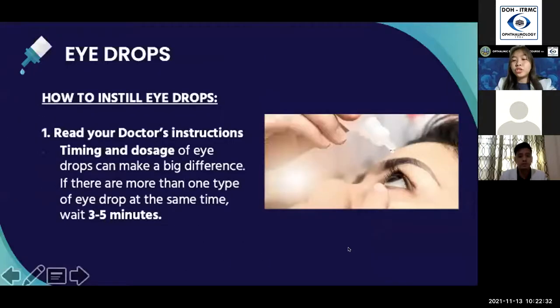First is to read the doctor's instruction. The timing and dosage of your eye drops can make a big difference in your treatment. If there's a need to take more than one type of eye drop at the same time, wait for 3 to 5 minutes between the different kinds of medication.